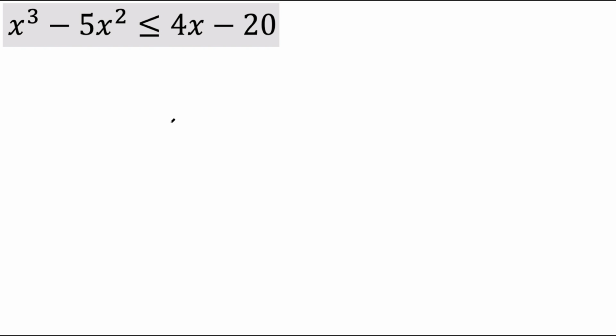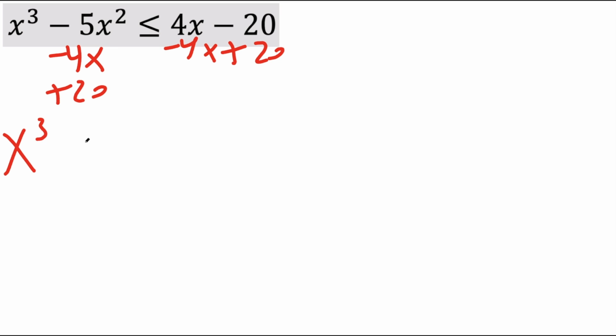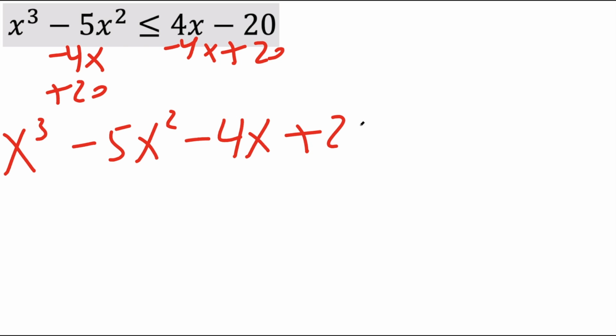Okay, our second problem, again, same first step. The first step says write polynomial inequality with one side equal to 0. So we need to move this piece to the left, so we subtract 4x on both sides. You need to get rid of the negative 20, and the opposite of negative 20 is a positive 20, so we're going to add 20 on both sides. So our inequality will be x cubed minus 5x squared minus 4x plus 20 is less than or equal to 0.